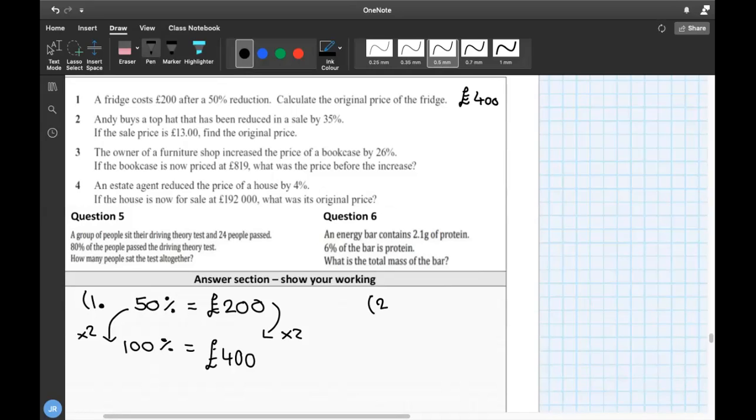Okay, next, question 2. Andy buys a top hat. I'll just highlight that to show that we've done question 1. We're now on question number 2. Andy buys a top hat that's been reduced in a sale by 35%. If you think about your original starting at 100% and you've reduced it by 35%, then you've taken 35% away. That will leave you with 65%. So the amount that you've got here for your top hat, your sale price, is equivalent to 65%. And we bought that for £13.